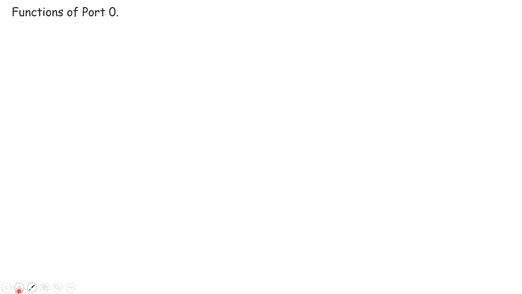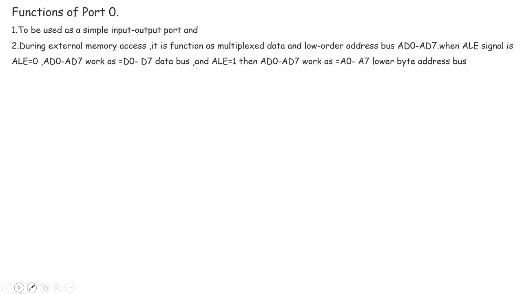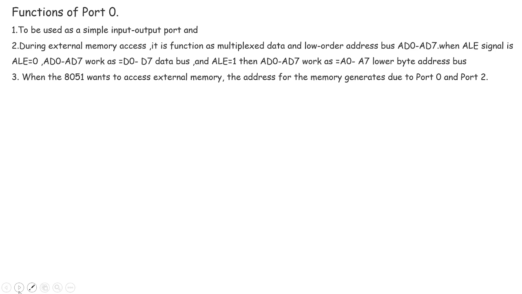Function of port 0: it can be used as a simple input output port. During external memory access, it functions as a multiplexed low order address and data bus AD0 to AD7. When ALE signal is equal to 0, AD0 to AD7 work as D0 to D7 data bus. When ALE is equal to 1, AD0 to AD7 work as A0 to A7, the lower byte address bus.